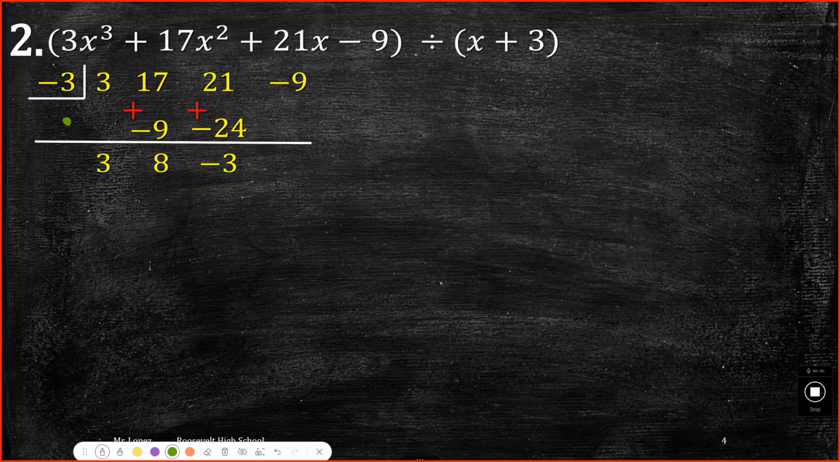And we go back to multiplying. Negative 3 times negative 3. 9. Positive 9. And you add negative 9 plus 9. And the answer is 0. There's no remainder.